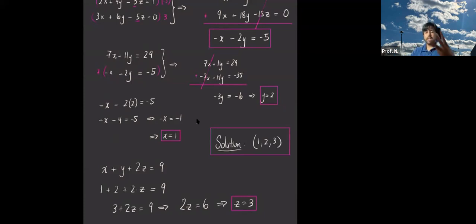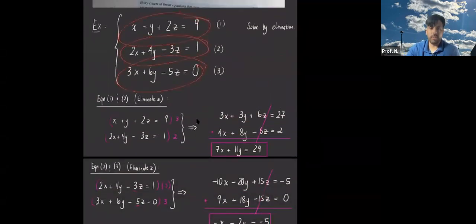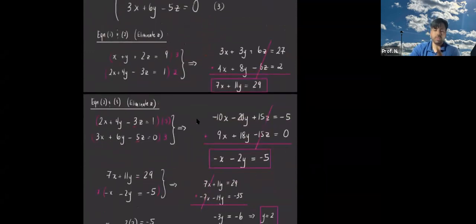So these three planes in the three-dimensional space, they all intersect at one point, and that point is 1, 2, 3, which equivalently means that if I plug these x, y, z values into each equation that we started with, it would satisfy all three. That's what it means to be a solution.